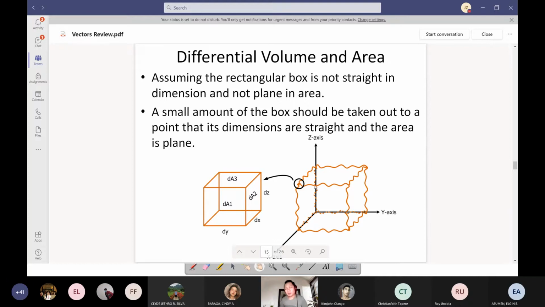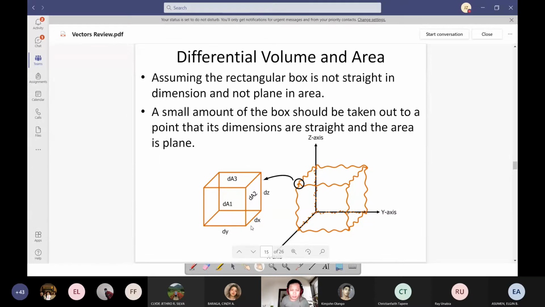Now with this one, what we're going to do is instead take out very small parts of your object, of your box. So let's take a sample: we take a small piece of our object. Because of how small it is, it will turn out that the surface of your piece looks plane, and you can no longer notice that it is crooked because of its smallness. So assume we have a very small part of our object.